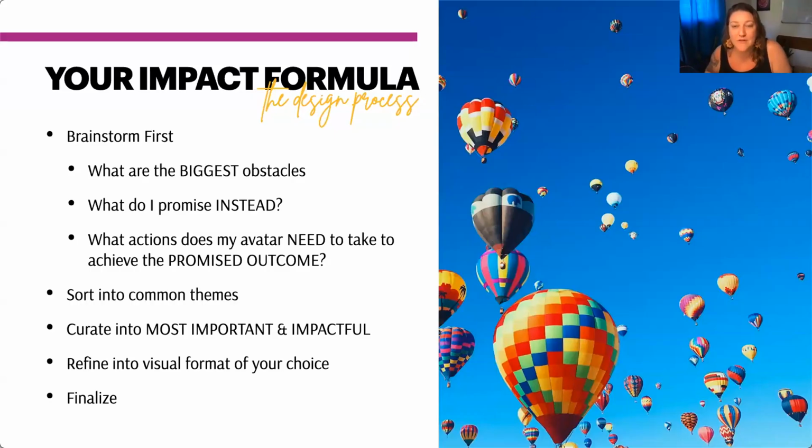Keep it simple. Brainstorm first. You can do this on your Twitch diagram. You can do this with sticky notes, but brainstorm. What are the biggest obstacles? What do I promise instead? What actions does my avatar absolutely need in order to achieve the promised outcome? And get all of that info out of your head and go as divergent as you want to. And then begin sorting them into common themes, right?